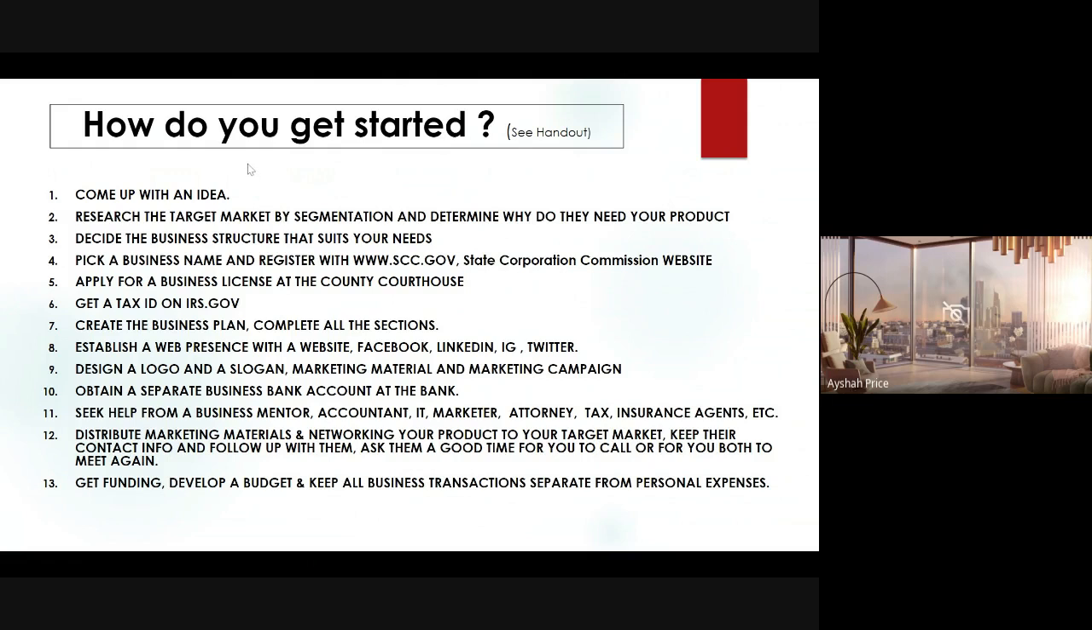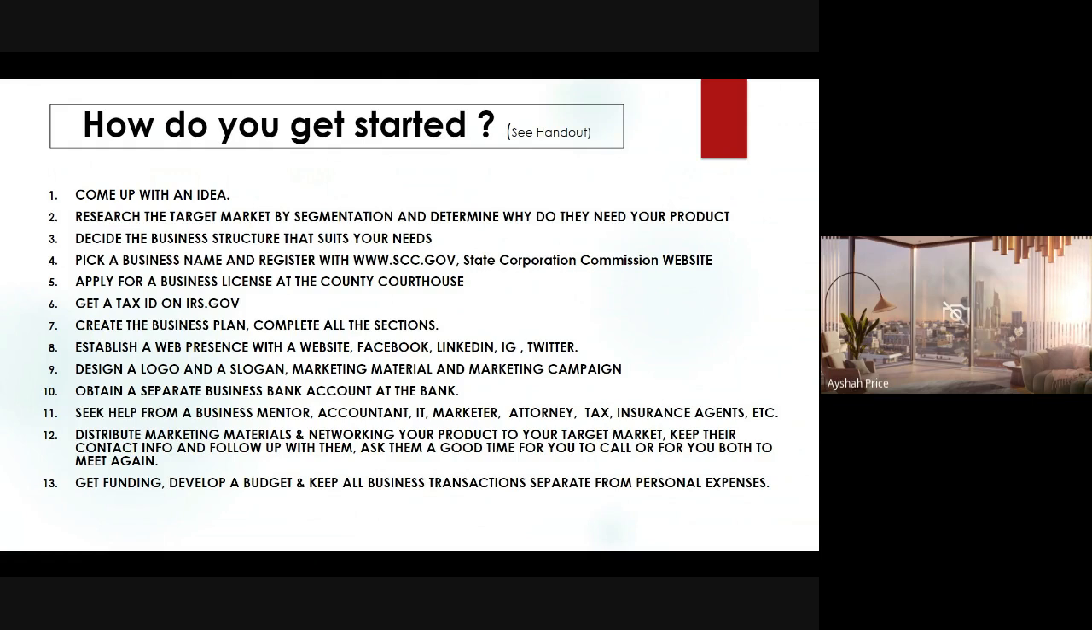So the first idea that comes up when people want to start a business, they always say, what happens in your mind, why did you decide to start a business? Well, you came up with an idea. Okay. And then you researched the target market by the different segments we defined, and you determined why those individuals need your product. And then you decided on the business structure that suited you, whether that's an LLC, a sole proprietorship, an incorporation, or a nonprofit business. Okay. Or it could be a limited liability partnership. So you decided those different factors.